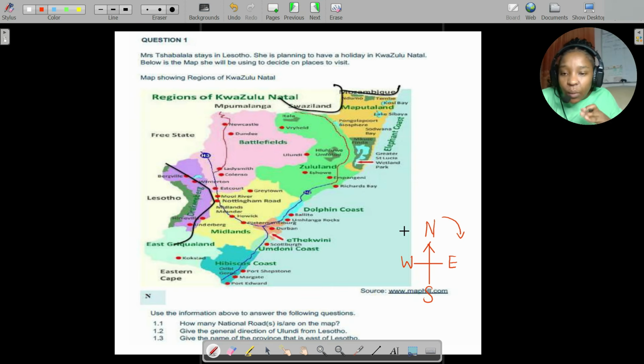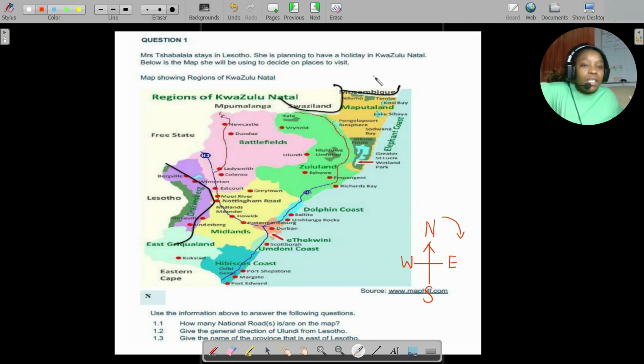Another thing when we're analyzing this map, we can see that we've got a bold line there, a bold line there, a bold line there. And we're told that this is a map that shows regions of KwaZulu-Natal. So what do these bold lines mean? You need to start thinking, what could they mean? So obviously this is Lesotho, this is Swaziland, this is Mozambique.